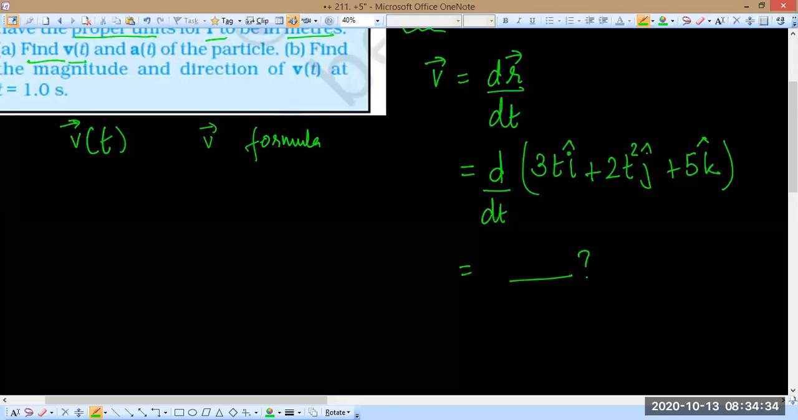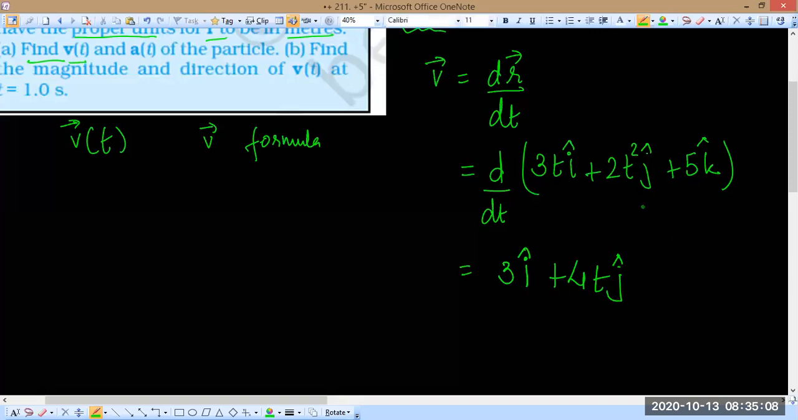No, Kavya, you're forgetting i caret, j caret. Yes, others, your answer is right. Very good. Rishabh, where is t? The correct answer is 3i caret plus 4t j caret plus 0.